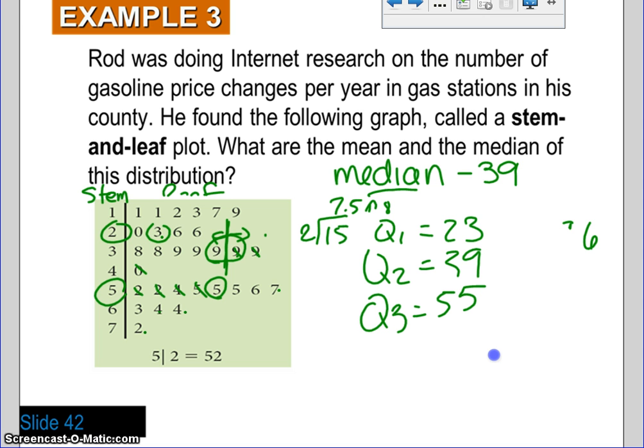Remembering that the interquartile range is Q1 and Q3 subtracted from one another. So right now it just wants us to find the upper and lower quartiles. So we're just going to find that quartile 1 is 23, quartile 3 is 55.